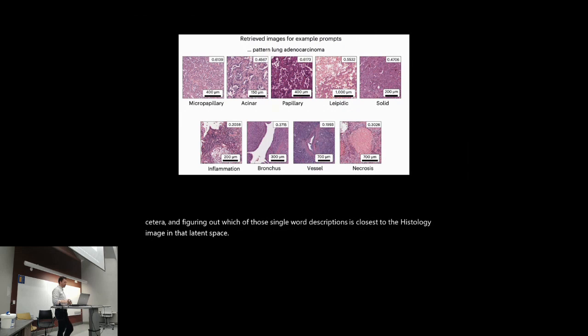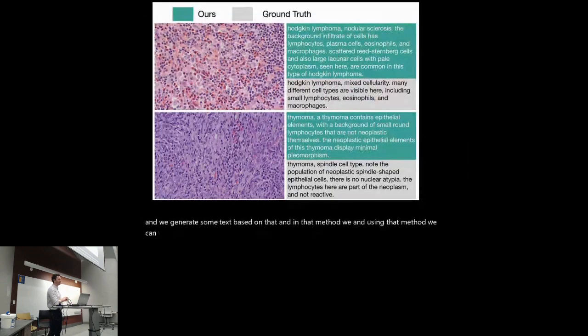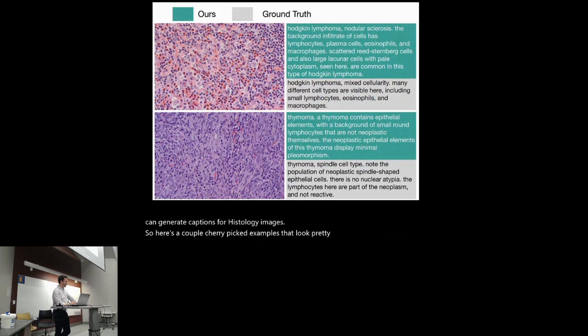And as I mentioned, we can do a kind of generative version of this. So we take an image and we project it into the latent space, and then we go from where it ends up in the latent space and we generate some text based on that. Using that method, we can generate captions for histology images. So here's a couple of cherry-picked examples that look pretty good, where at least the model is getting the right diagnosis and maybe some description of what's going on in that image correctly.